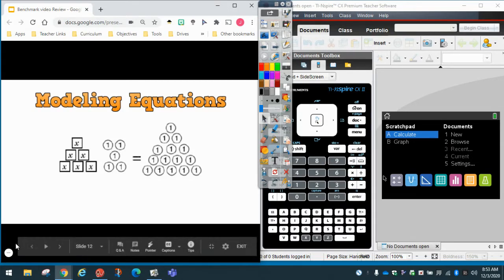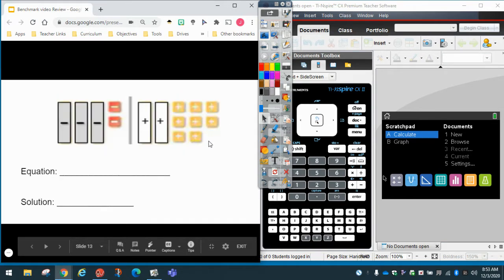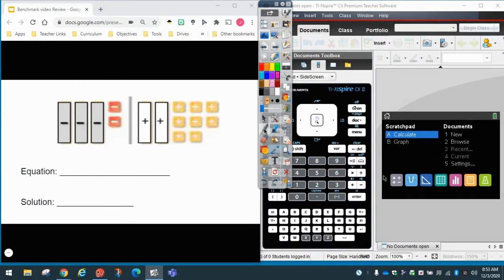Hi guys, today I'm going to show you how to model equations using the TI-Nspire CX II or the TI-Nspire CX, okay? So to begin with, we have this model, and these rectangles represent your x values, and the little squares represent your units, okay?